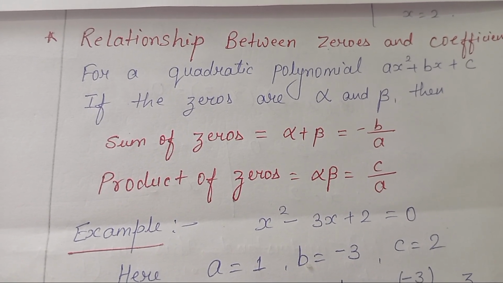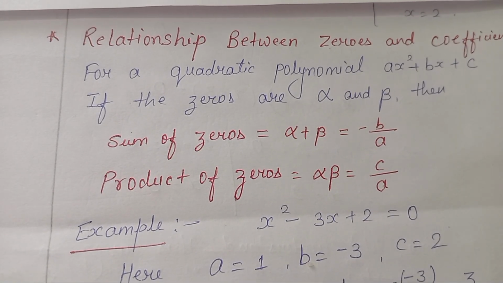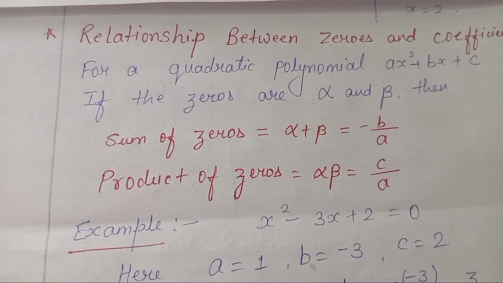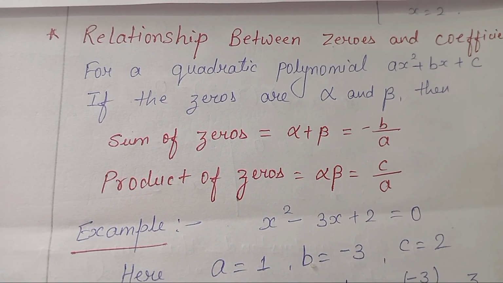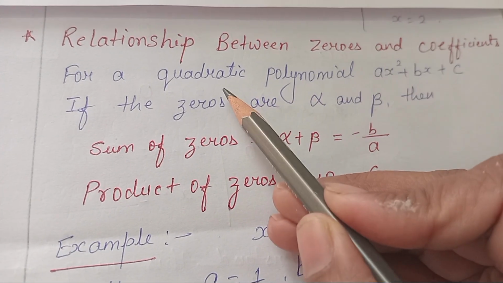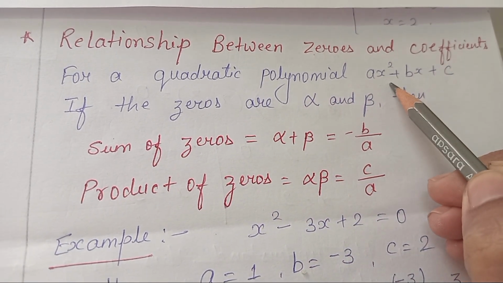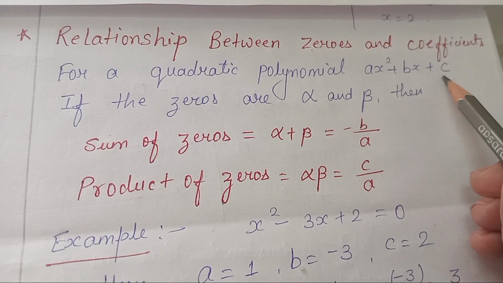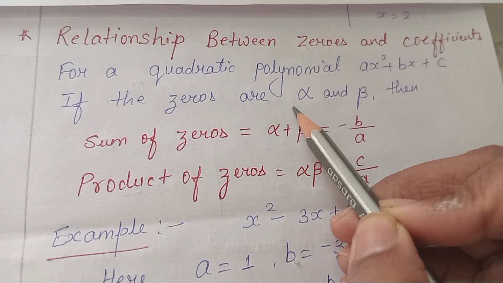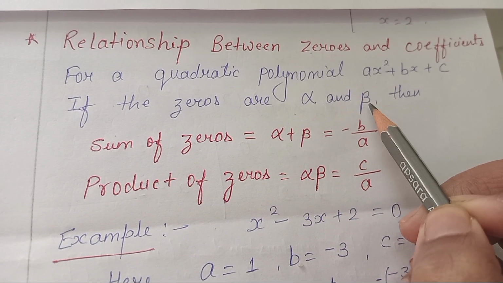In today's class, we will learn about a very important topic: the relationship between zeros and coefficients of a quadratic polynomial. And we will also solve exercise 2.2 from the NCERT book. Let's recall the general form of a quadratic polynomial, which is ax square plus bx plus c. Here a, b, c are the constants and alpha, beta are the zeros of the polynomial.